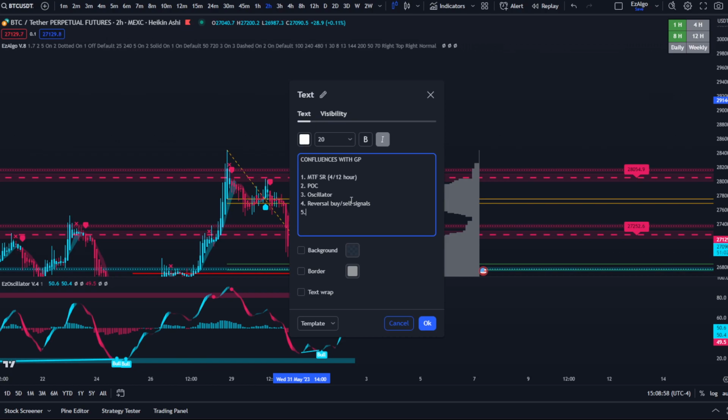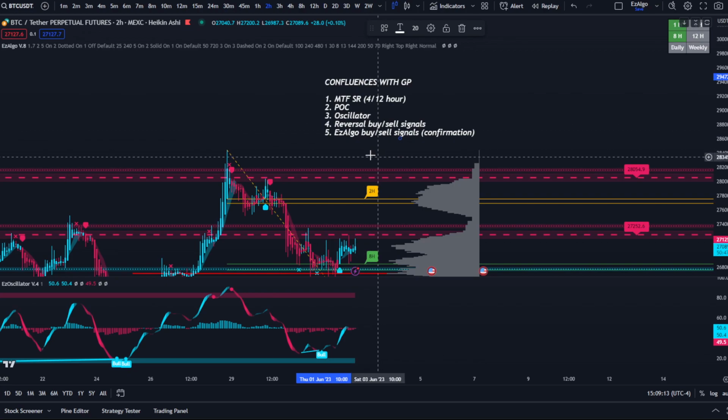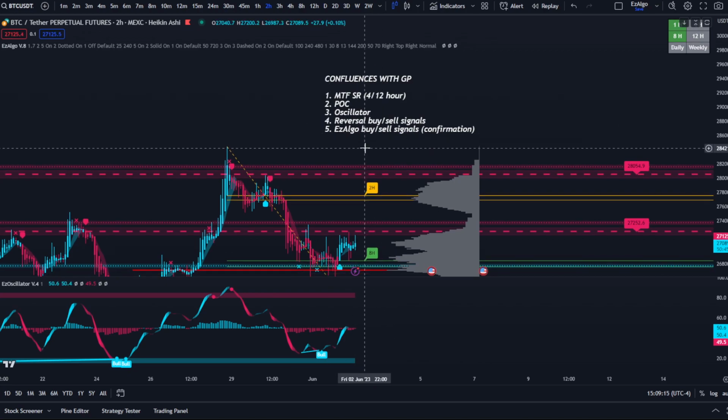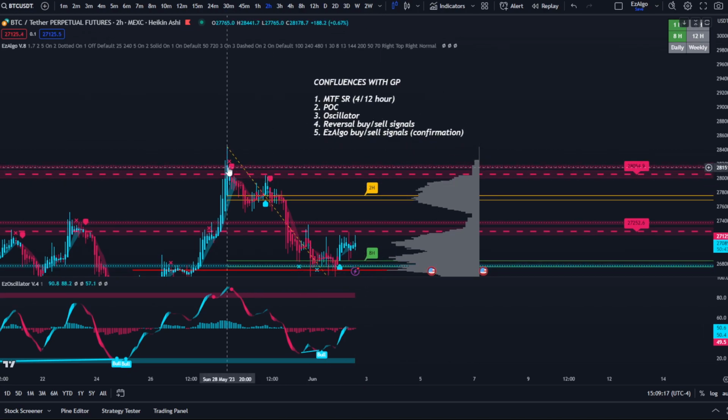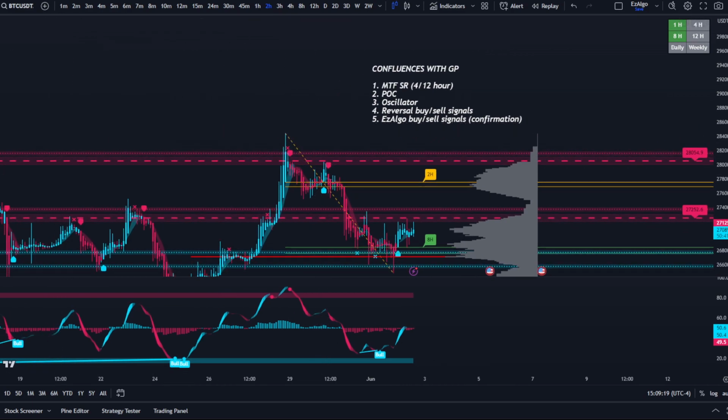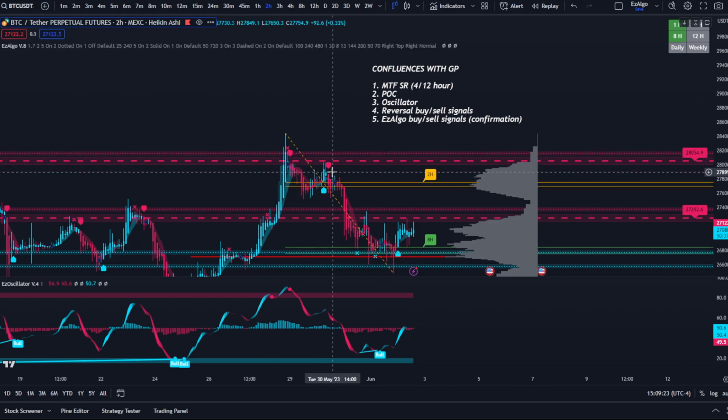And then the last one, which is confirmation, are the EzAlgo buy or sell signals. So EzAlgo buy or sell signals should be used as confirmation. In the perfect entry, you should enter before the EzAlgo buy or sell signals, but these can confirm your trade once you've already gotten in. So if you had taken a short somewhere around here, and then you get that sell signal, you know that you made the right decision.